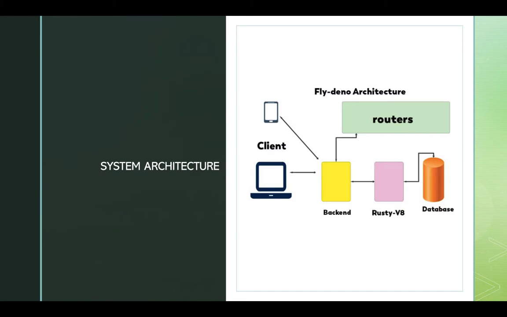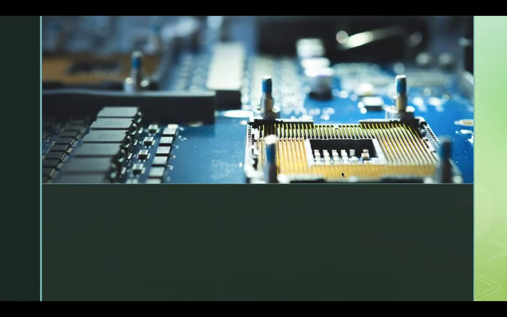Now, here is the system architecture of Fly-Deno. A client visits and sends a request, and it goes into the backend. The backend fires a request to the router, searches the router, finds the path, and it is processed in the Rusty V8. The Rusty V8 is the main engine that processes Deno code, and it makes calls to the database and back, and so forth.